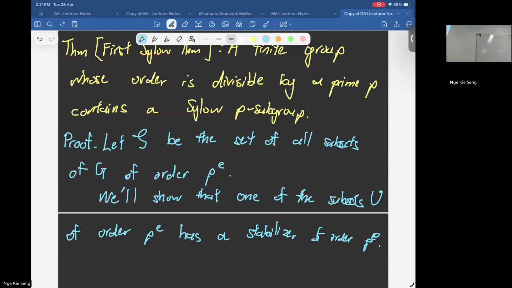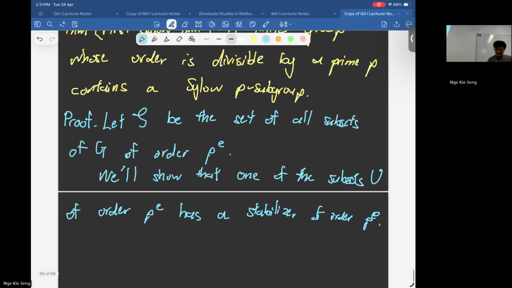Does it make sense? To find this p-subgroup, Sylow subgroup, we find the stabilizer of the conjugate action. So far, so good. It's not clear how to find it, but is it clear that after we find the stabilizer, it is a subgroup? It is the Sylow p-subgroup because the order is the maximum. Okay, so how to find this?